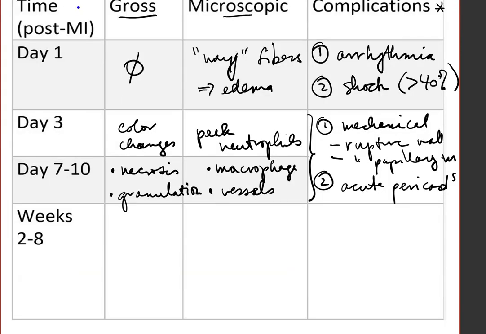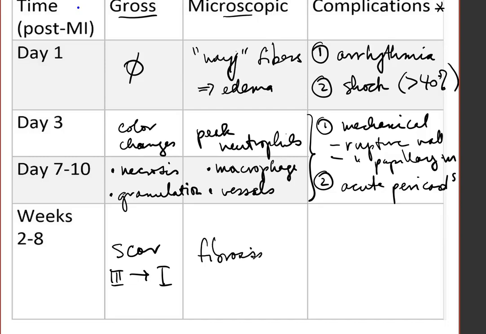And then for several weeks, up to about 8 weeks, we start to see the gross formation of the scar. And like all scars, it's going to start with type 3 collagen and over time become the much harder, denser, stronger type 1 collagen. If we look microscopically, we can see the fibrosis.